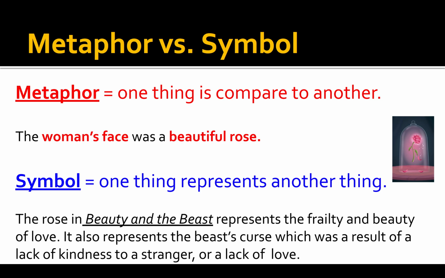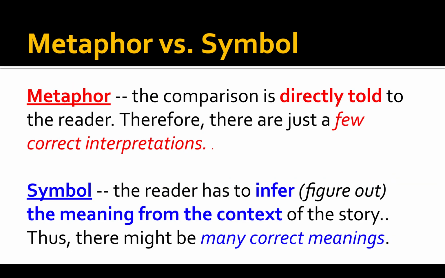Hopefully right away you see a big difference in how I had to explain the symbol versus explaining a metaphor. Which brings us to our next difference between them. A metaphor is when the comparison is directly told to the reader, right? So you're going to read the woman's face was a beautiful rose. And therefore, there's just a few correct interpretations. You're kind of saying the woman was beautiful because roses are beautiful.